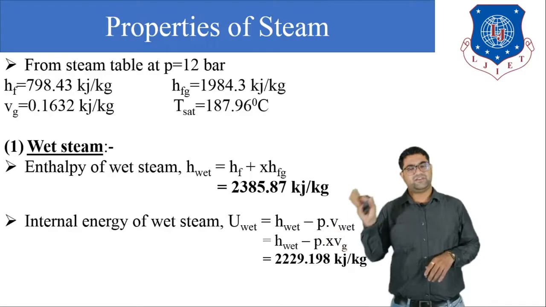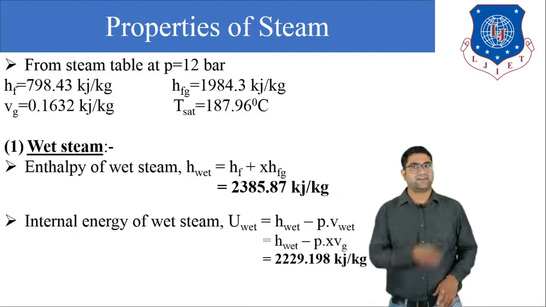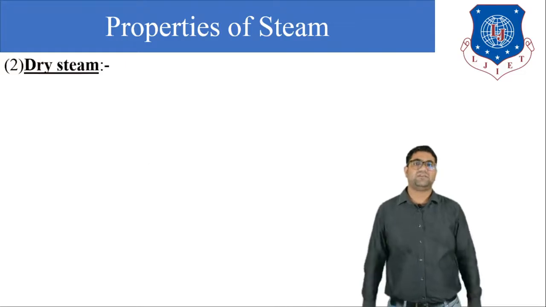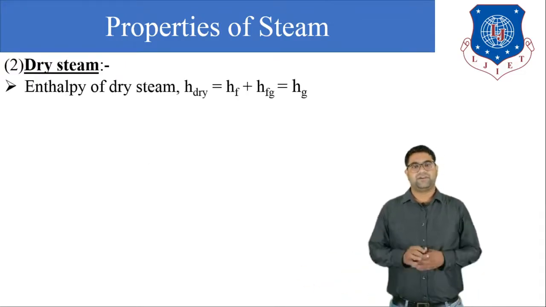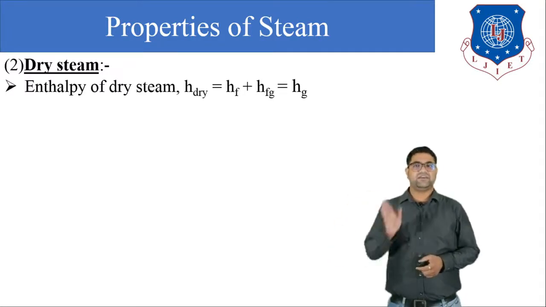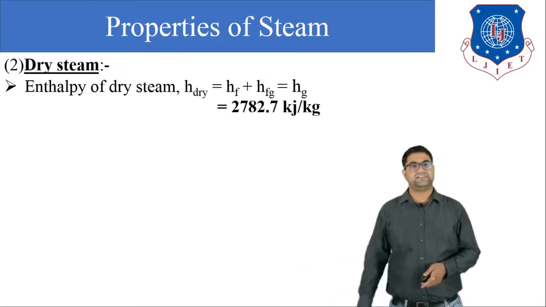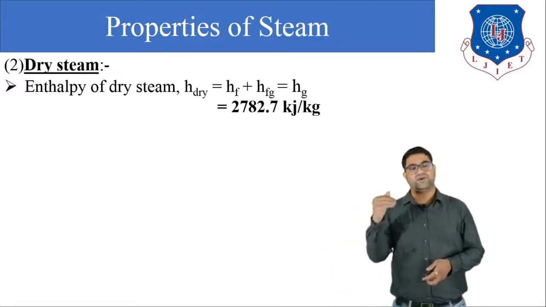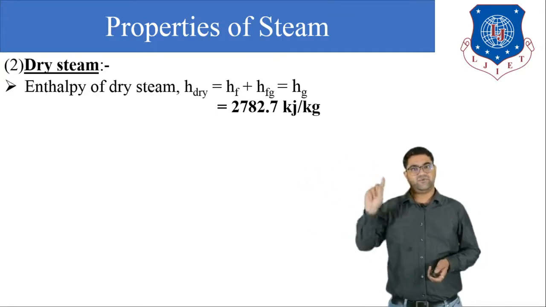Now the same procedure we have to do for the dry steam and for the superheated steam. So let us start the calculations. Second is the dry steam. The enthalpy of the dry steam we can get directly from the steam table: it is equal to Hg. So Hg is equal to 2782.7 kilojoule per kilogram. This value we can get directly from the steam table, and you have to remember it.